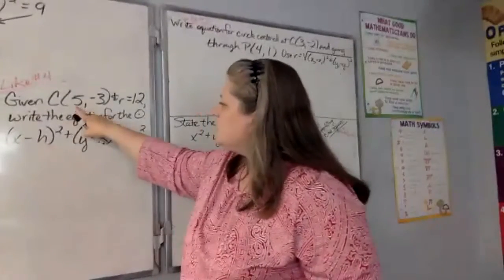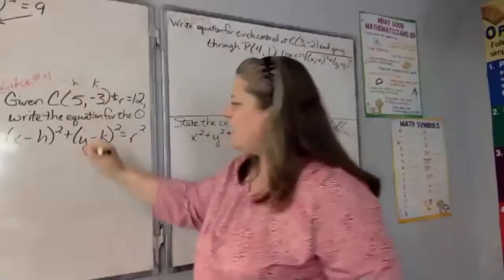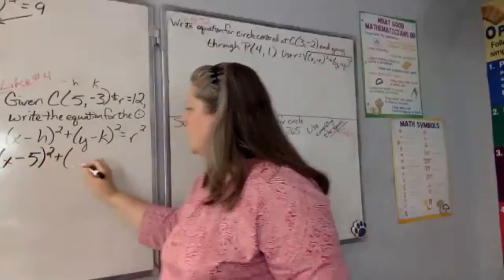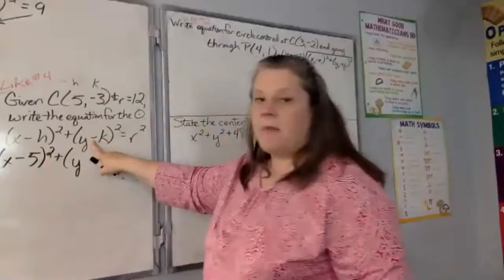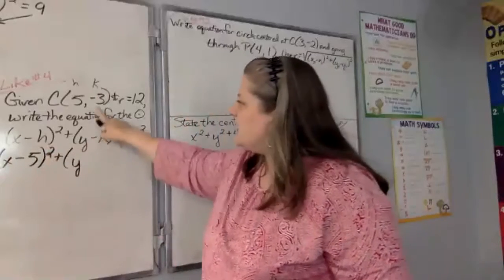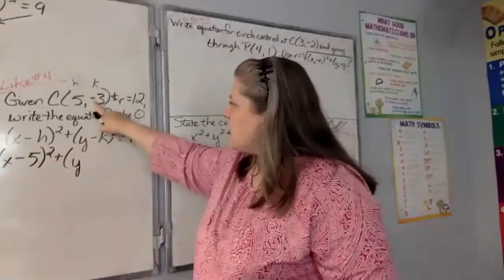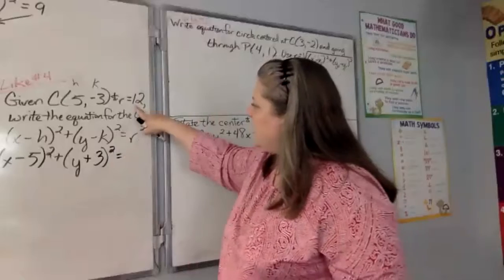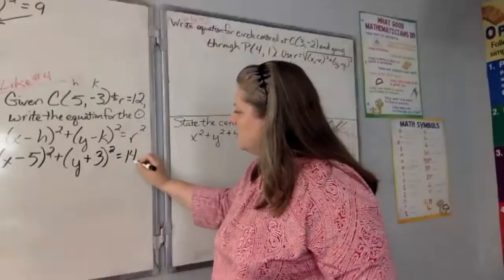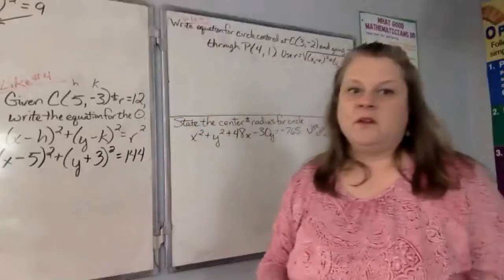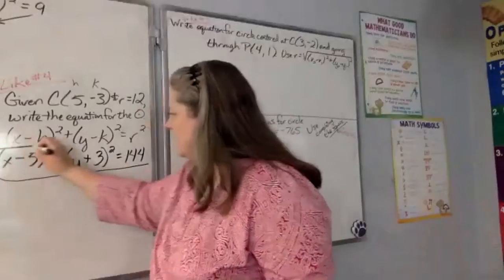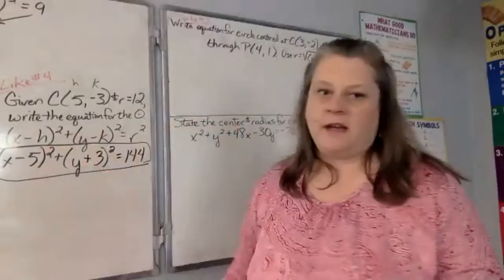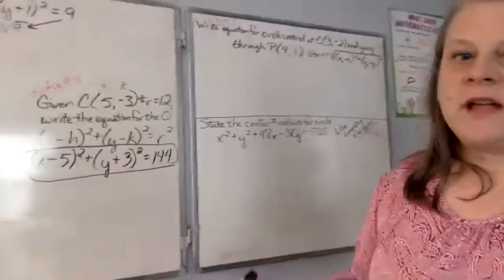So, right here. When we go to do this, this is my h, remember? This is my k. So I'll have (x minus 5) squared, plus y, and it's minus in the formula, but it's minus a negative. So minus a negative makes it a positive 3. And then my radius squared, 12 squared is 144. So your answer is simply that. You just plug in your h, plug in your k, square the radius, you've got the equation. So that's number 4 on the quiz.